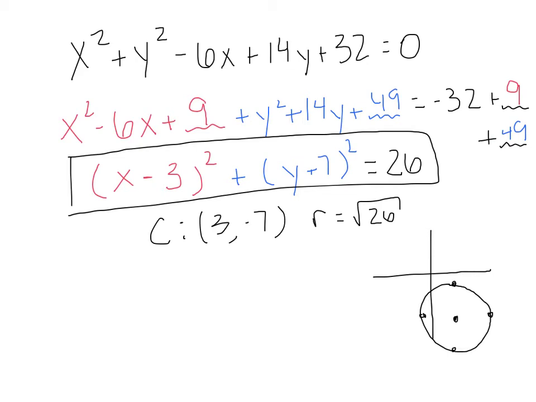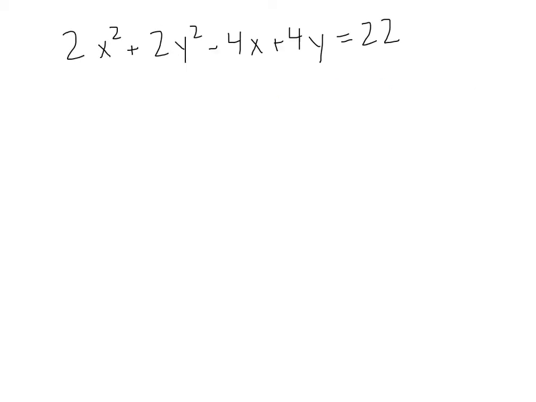Alright, just a couple more, because it takes a little bit of practice to remember how to complete the square. Remember to do it more than once. So this is another circle, and again, we know it's a circle because x and y are both squared and they have the same coefficient.